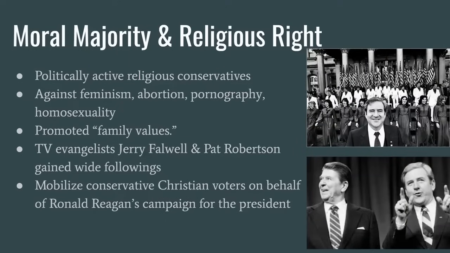The 1970s resurgence in religiosity carried on into the 1980s, and religious conservatives became politically active and influential. They fought against feminism, abortion rights, pornography, homosexuality, and promoted, quote, family values, not just in the church, but also in the political arena. Television evangelist preachers like Jerry Falwell and Pat Robertson gained huge followings, which they turned into influence with the Republican Party and Ronald Reagan, making up the wing of social conservatives.